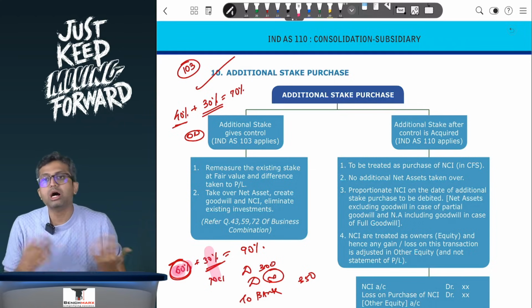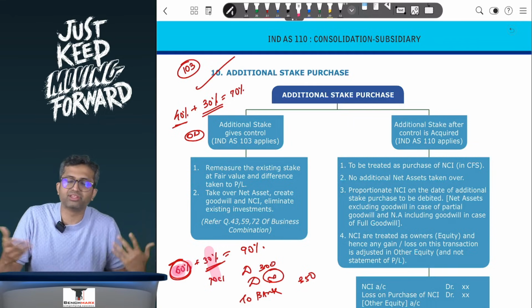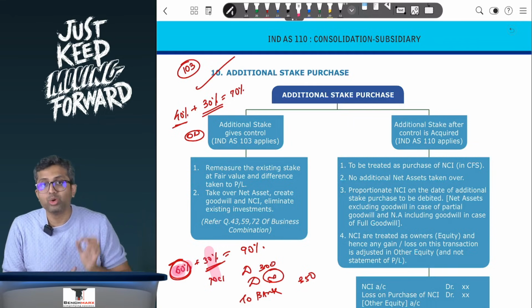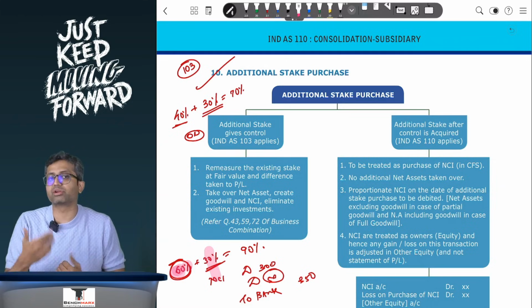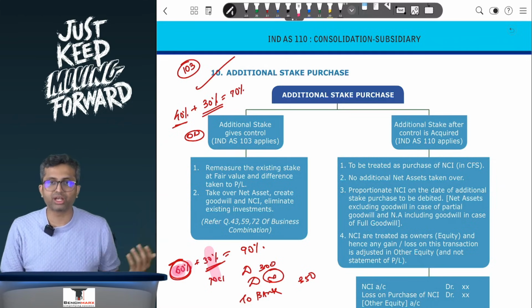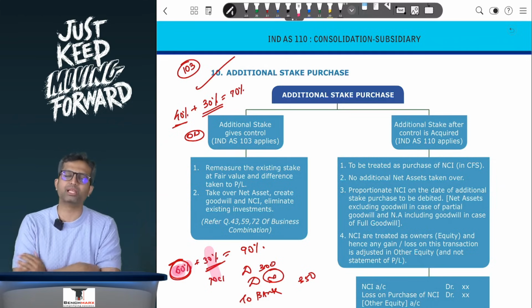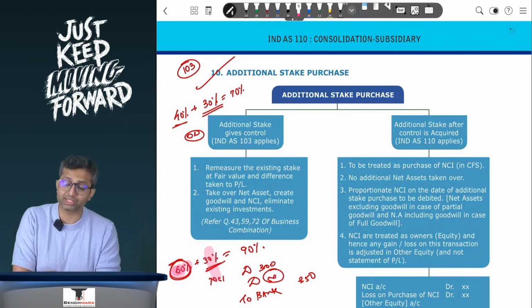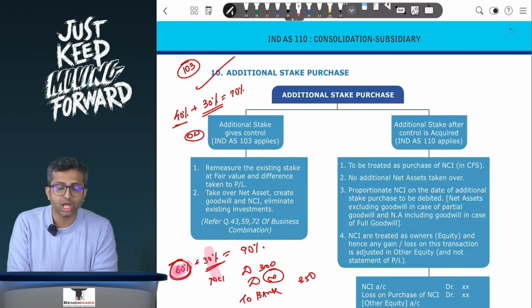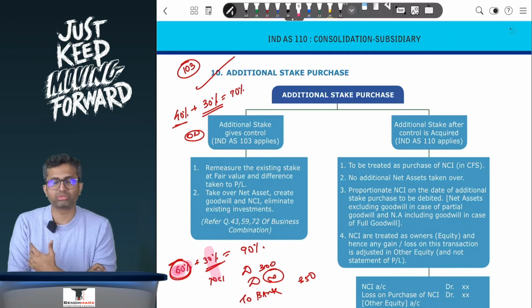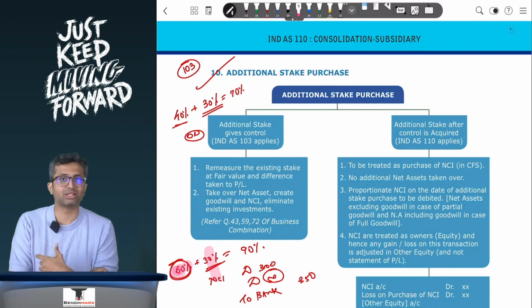Point number two: if not goodwill, I will say that this is a loss and take it to the P&L. Well, you can take it to the P&L if it is a transaction with an outsider. So if there was a liability for which I have to pay less, like a debenture, or I have paid more, I will take it to the P&L. But this is like an N.C.I., which is a part of owners. It is like a retirement of a partner.